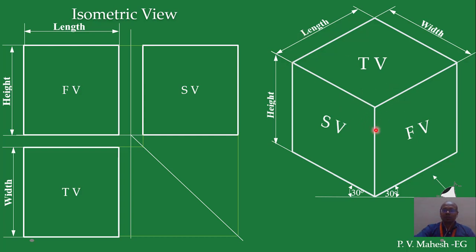Now, in the front view you will see the lengthwise lines and heightwise lines. In the side view you will see the heightwise lines and widthwise lines. In the top view you will see the lengthwise lines and widthwise lines.